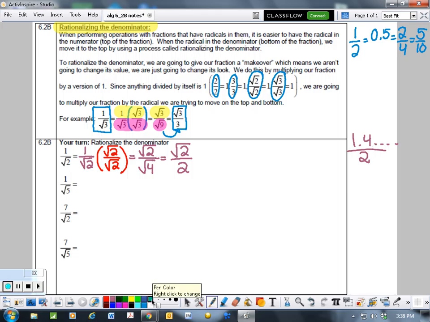Okay, so our next one, 1 over the square root of 5. So I want to get rid of the square root of 5 on the bottom. So I'm going to take my 1 over the square root of 5, and I'm going to times by the square root of 5 over square root of 5. So then I times across the top, and I get 1 square root of 5. But remember that 1 can really be invisible. And the bottom, square root of 5 times square root of 5 is square root of 25. Well, what is the square root of 25? It's just 5. So this is really square root of 5 over 5.